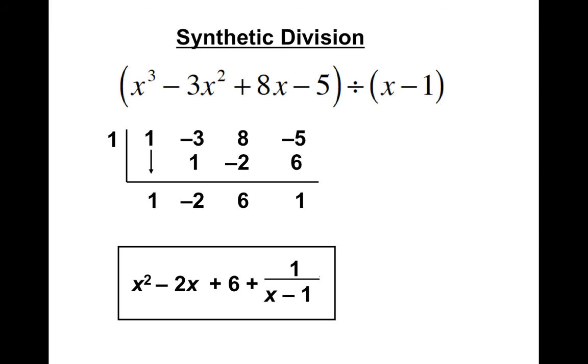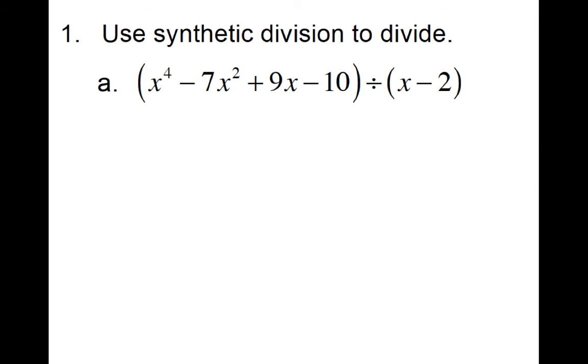Most people tend to like synthetic division better though. Tends to go a little bit quicker. So let's go ahead and give it a try on number 1a. First, you should notice that there is something missing in our polynomial. We have x to the 4th minus 7x squared plus 9x minus 10. You should hopefully be noticing that x cubed is a missing term.